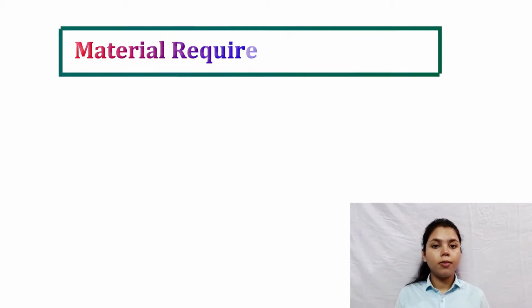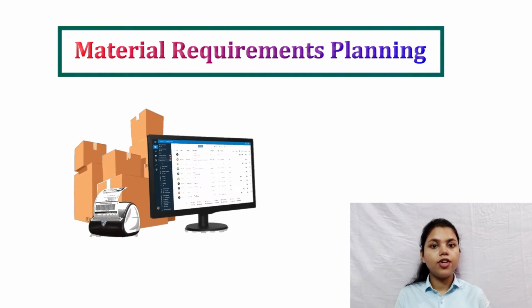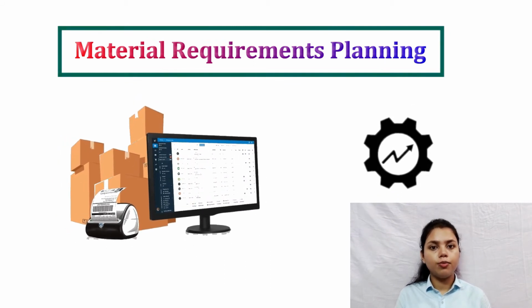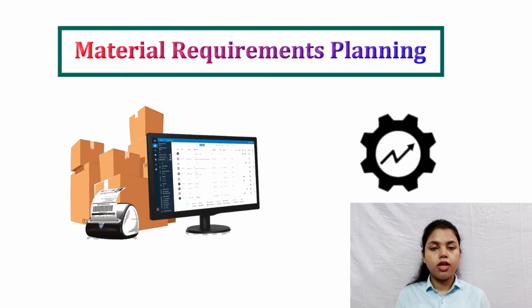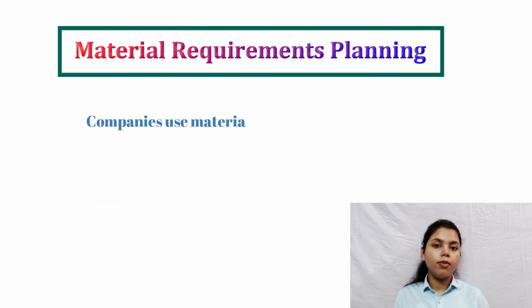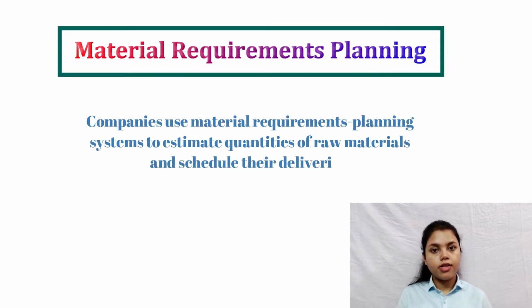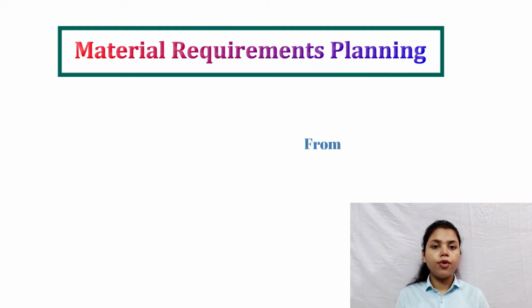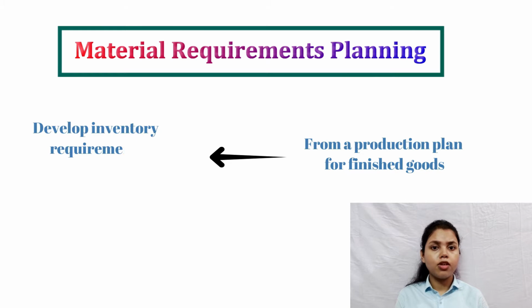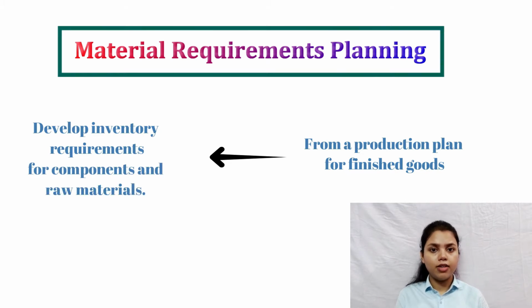Today in this video, we will be discussing MRP or Material Requirements Planning. So let's get started. Material Requirements Planning is a computer-based inventory management system designed to improve the productivity of business. Companies use Material Requirements Planning systems to estimate the quantities of raw materials and schedule their deliveries. MRP works backward from production plan for finished goods to develop the inventory requirements for components and other raw materials.